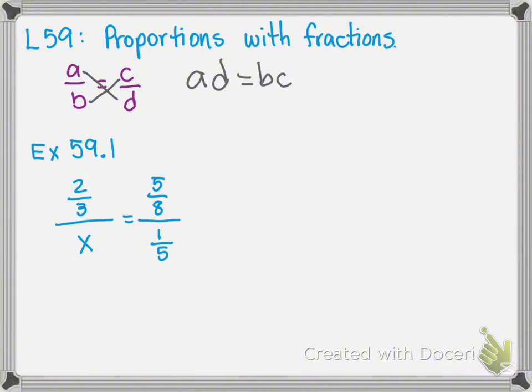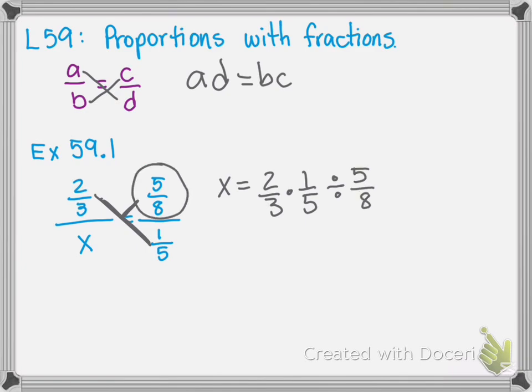So let's look at the first example. It says that we have this fraction that equals this other fraction. So we're going to use cross multiplication to solve. So we're going to multiply these two and these two. And just like you've learned before, what happens at the end is that these two multiply and are divided by this one. So let's just write it in one step: 2/3 times 1/5 divided by 5/8. The one that is across from x is the one that is going to be dividing.